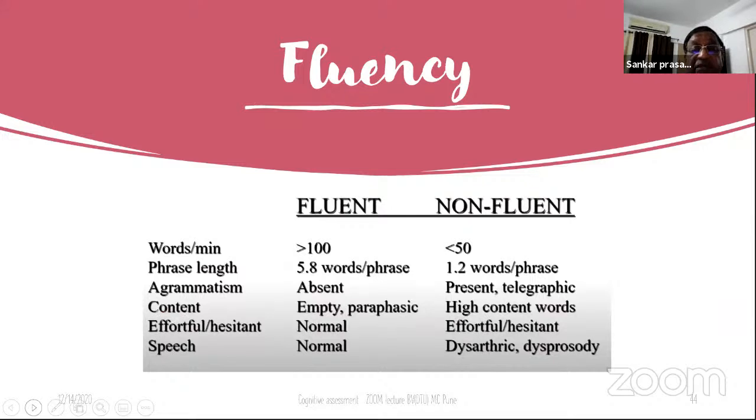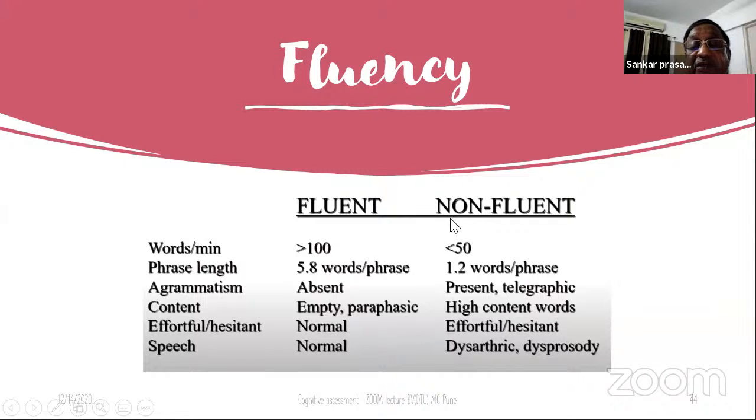So fluency, this is what I wanted to stress, because words per minute, fluent is more than 100 words, non-fluent is less than 50 words. The phrase length, almost 6 words per phrase, is good fluent. But if it is 1 word or 1 to 2 words per phrase, that is not satisfactory. It's called non-fluent. Non-fluent is Broca's aphasia. Agrammatism, is it present or absent? And if it is present, it is telegraphic. And content is empty, paraphasic, that is fluent aphasia or Wernicke's aphasia.